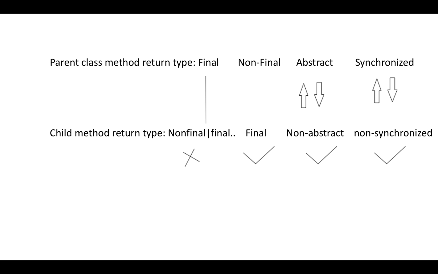If the parent class method is final, then in the child method it cannot be overridden, whether it is final or non-final. If we define the final keyword, then we cannot override the method. If it is non-final in the parent method, but in the child method we write final, it's simply legal. If it is abstract or non-abstract, we can define any return type in parent or child. It is also applicable for synchronized and non-synchronized.